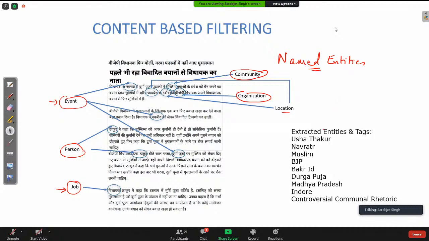And so in that case, what you need to do is manually go through a bunch of data and tag it, saying that this Bakrid is an event, Durga Puja is an event, Vidyaarthak is a job. So we are actually going and tagging all this, and then we can use machine learning to learn that and extract these tags. So we understand that these are the key things within this article.